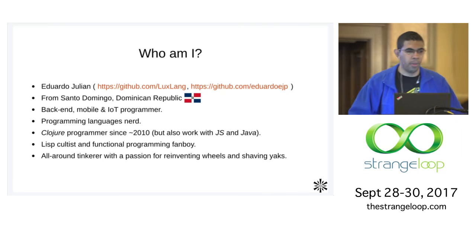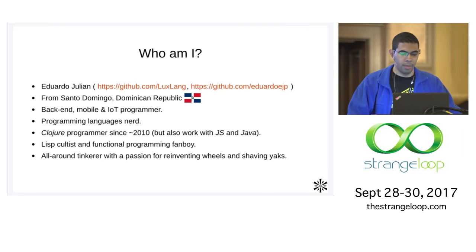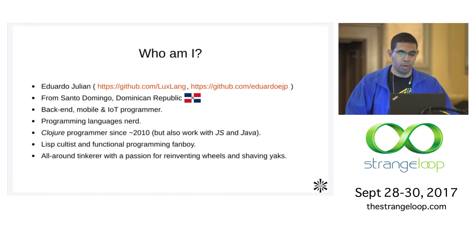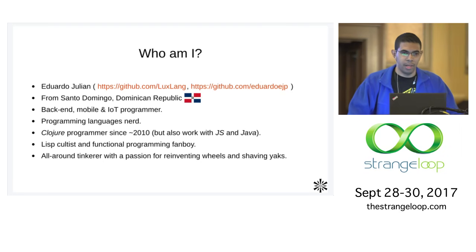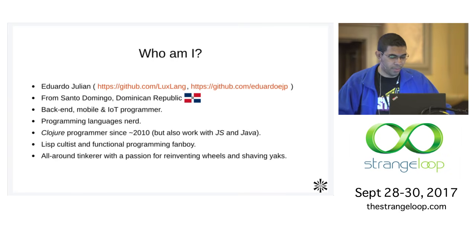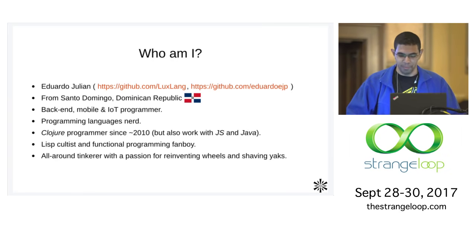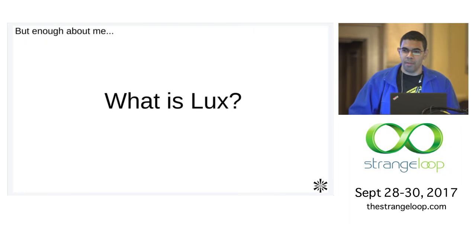So first, a little bit about myself. Basically, I am a programmer from the Dominican Republic. I work mostly on backend software, mobile, and Internet of Things. I've been working with several languages, mostly Clojure, JavaScript, Java, since around 2010. And basically, I'm just a big fan of programming languages, paradigms, abstractions, and especially Lisp and functional programming. But that's enough about myself.